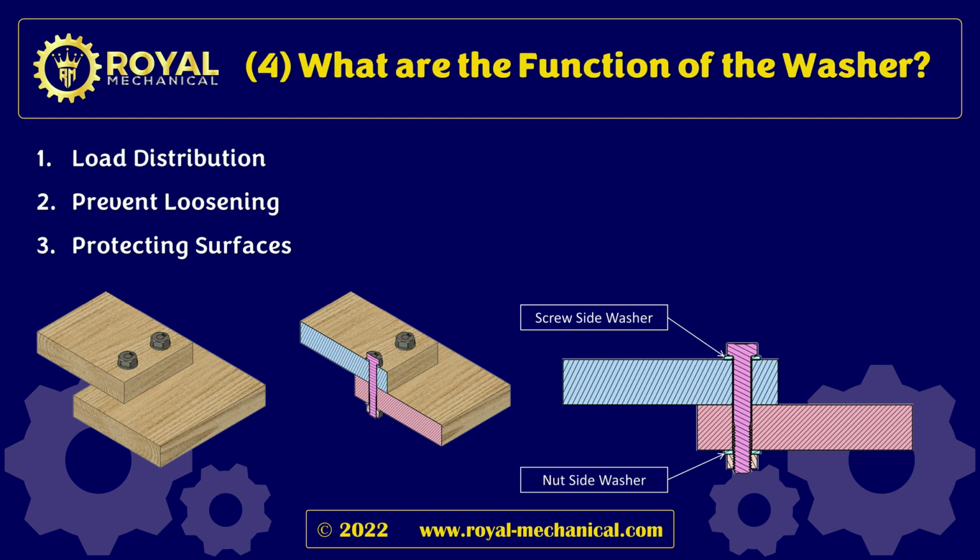What are the functions of washers? The top three functions of washers are distributing the load or force exerted on the fastener to a larger surface of the fastened parts, preventing the loosening of fasteners, especially the nut, and protecting the surfaces of the fastened parts.